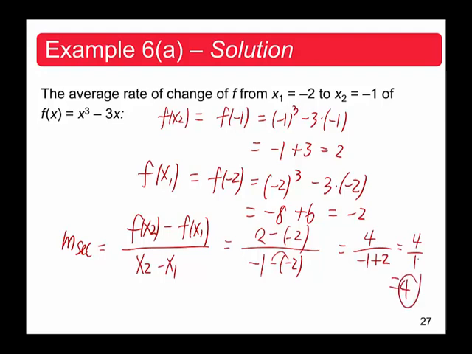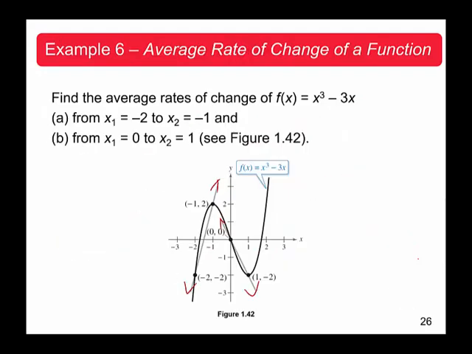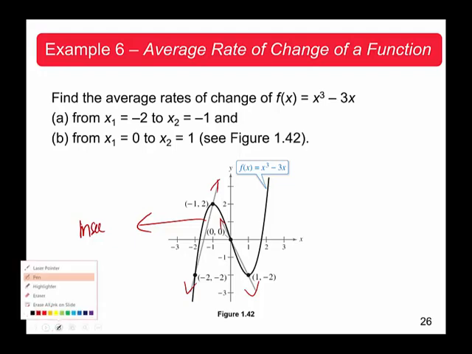So if you go back, the slope for the first secant line right here is going to be positive 4. As you can see, it matches the graph, increasing pretty rapidly, and the slope turned out to be 4.